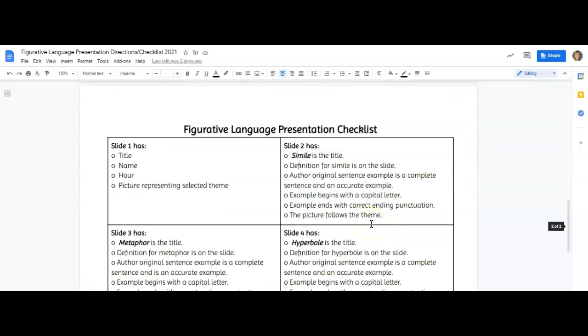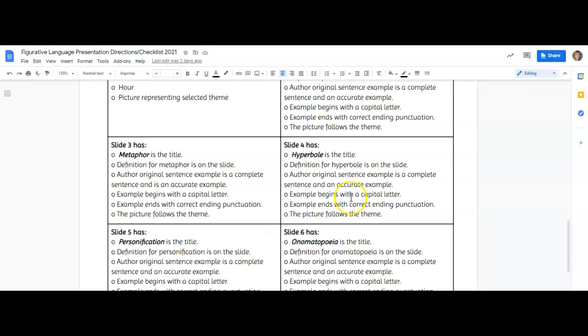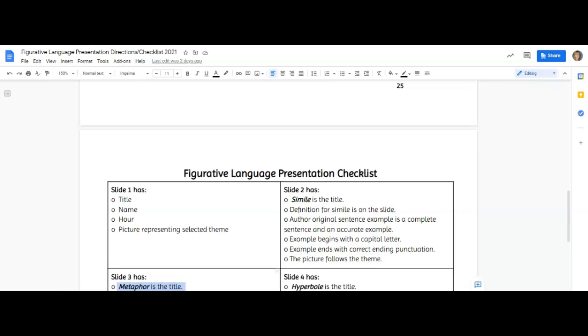If you just keep scrolling down, this is the checklist that I'll suggest that you use after you feel like you're close to being done, or as you're creating the slides, just so that you can double check to make sure that you haven't forgotten anything. That you have the term as a title, the definition, a sentence written that is correct, sentences that begin with capital letters and end with punctuation, and then the picture that follows the theme. That's what you're going for.